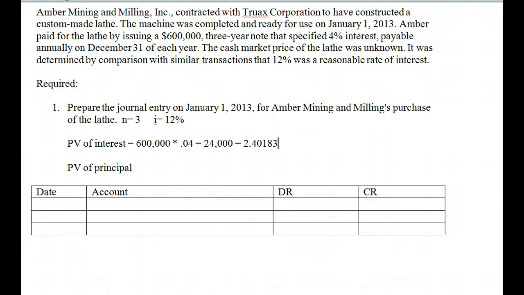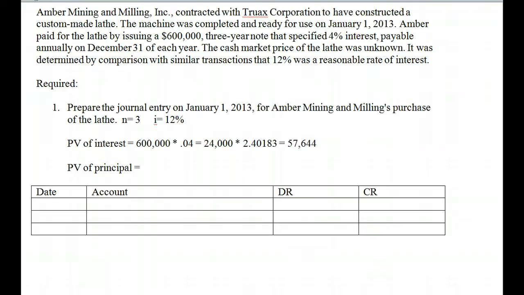And again, we've already discussed present values, so I'm not going to go into what that means. But you're going to take that present value factor. So if you take 24,000 times that 2.40183, you're going to come up with, rounded, 57,644. And again, for my class, we just round to the whole dollar. I'm not going to make you carry those out to pennies.